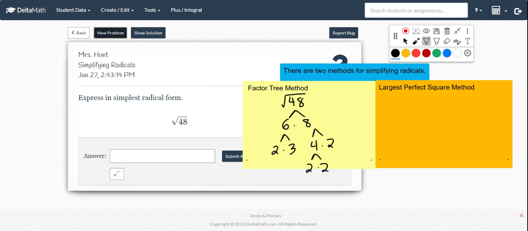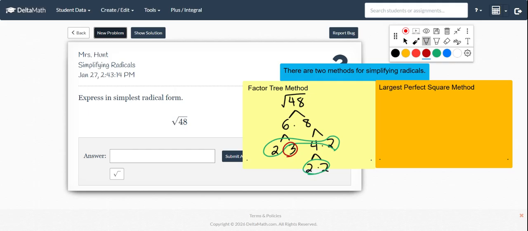Okay, let's find some pairs. Here's a pair of 2s. These 2 are a pair of 2s. And then there's a single 3. Notice I'm not circling this 4 here. Don't circle the 4 because you broke that down to 2 and 2. You're only allowed to circle prime numbers. Prime numbers are numbers that can't be broken down.